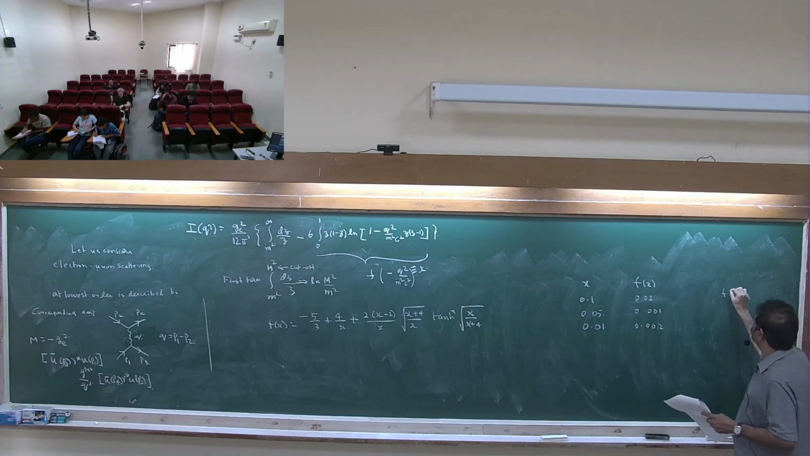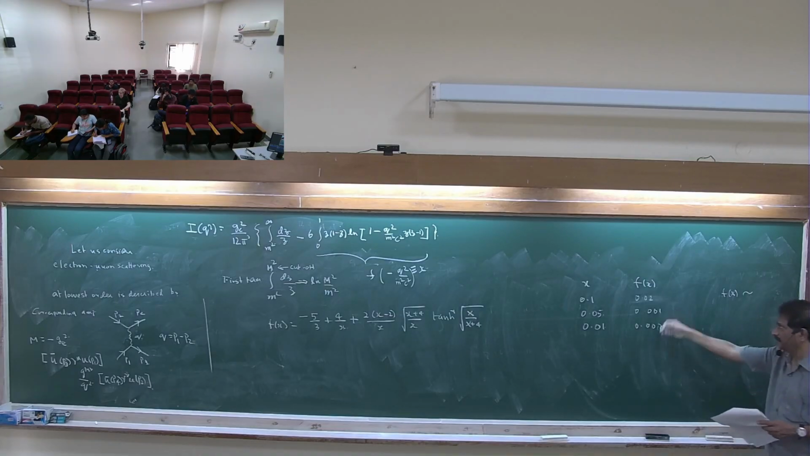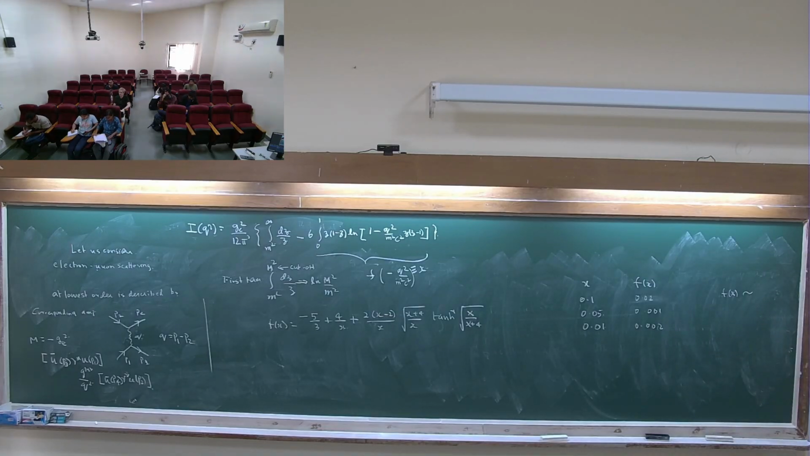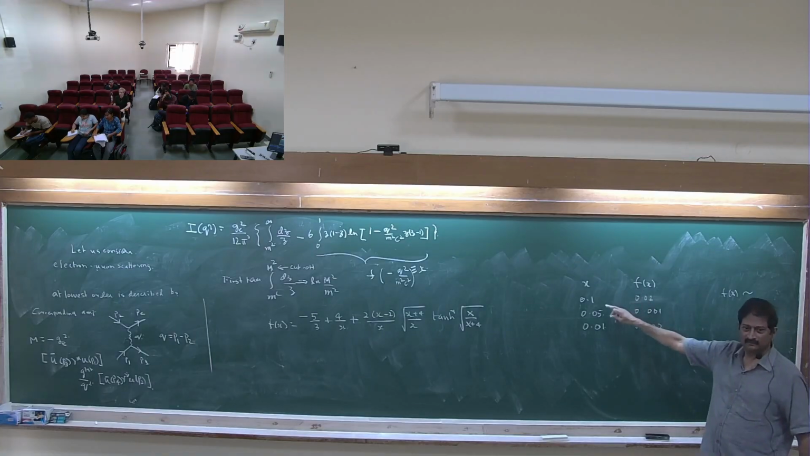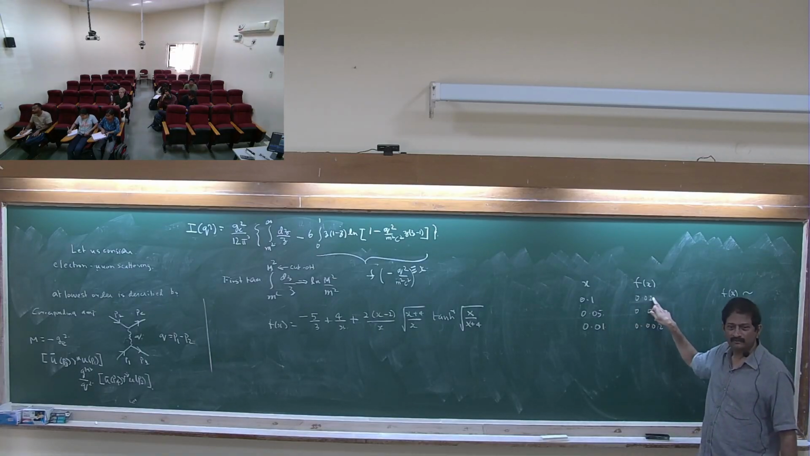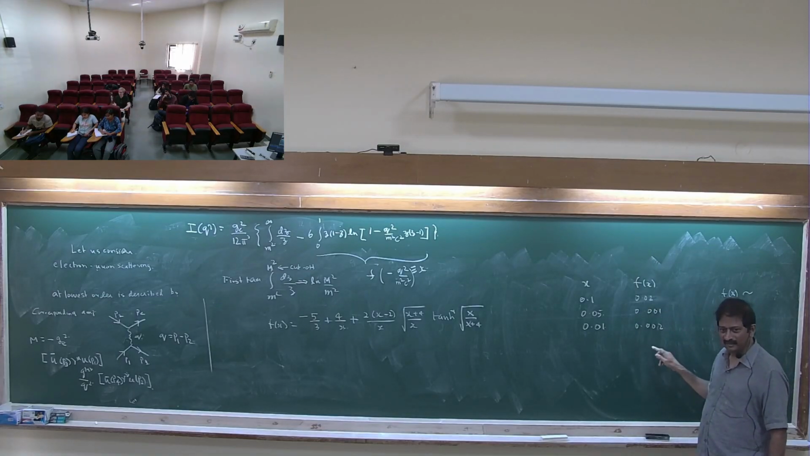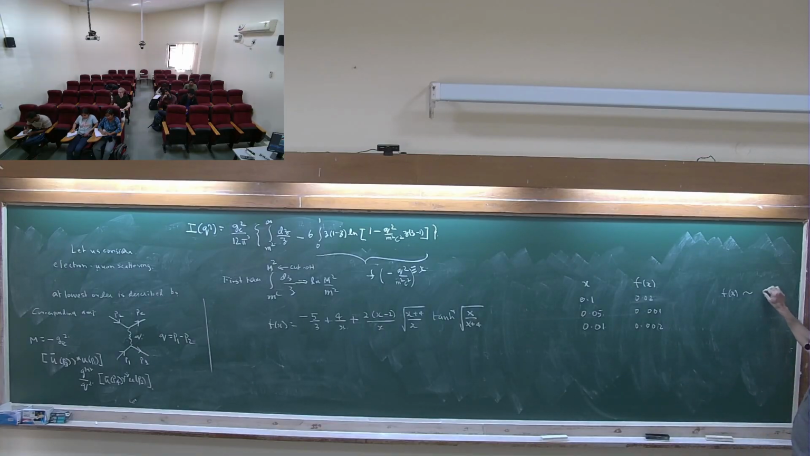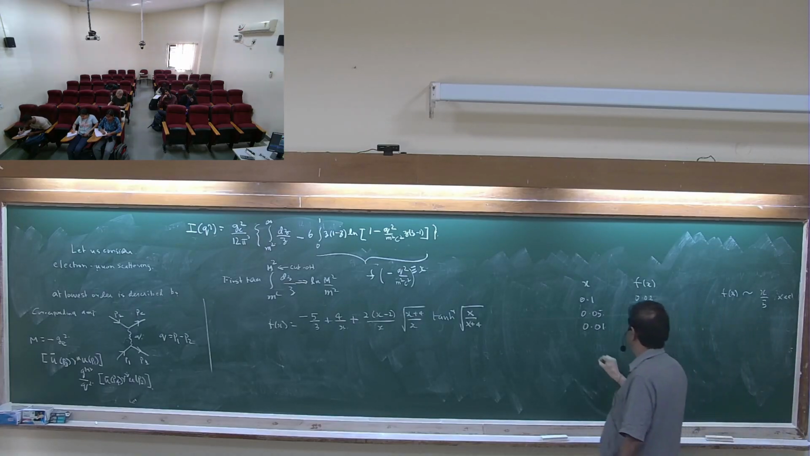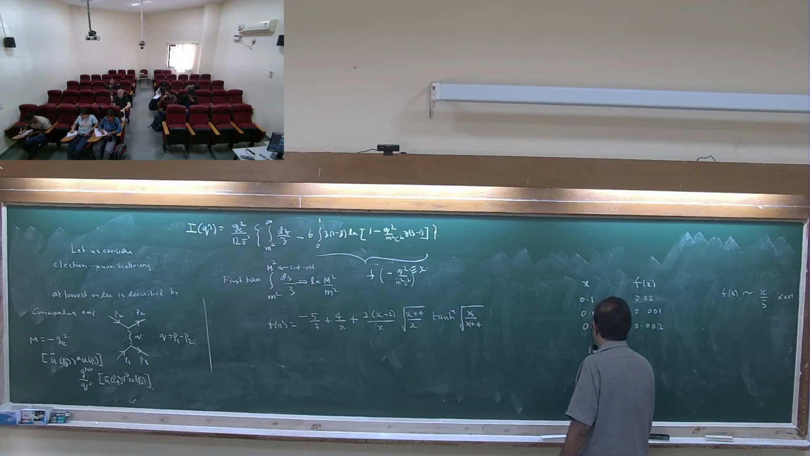So f of x goes as, have a look. What's the factor between these two? This and this? Yeah. So f of x goes as x by 5 for x much less than 1. Okay. Now let's look at 10, 100 and 1000.